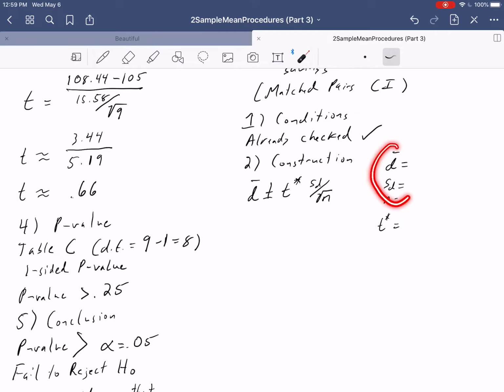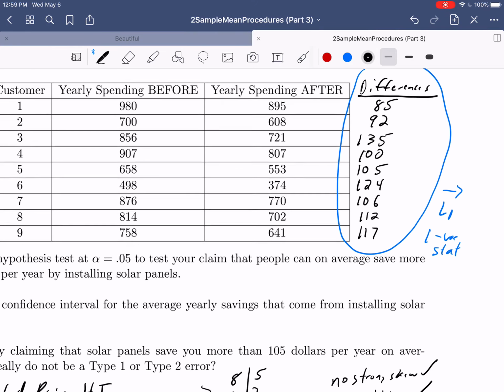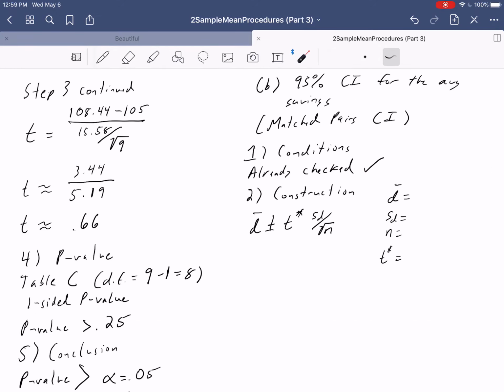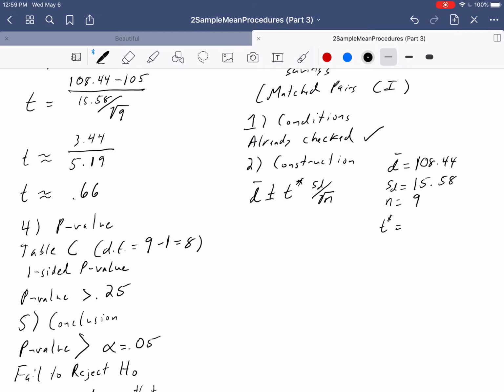Remember these first 3, d bar, sd, and n, they all reference the sample, so we just carry over the values that we already had. Remember that d bar was 108.44, sd was 15.58, and n was 9. So this will be 108.44, this will be 15.58, and n was 9. How do we get this t star? Well, we can look that up on table C. We will use our 95% confidence, and our degrees of freedom, of course, is going to be 8. So we'll intersect those two things. Let's go ahead and do that.